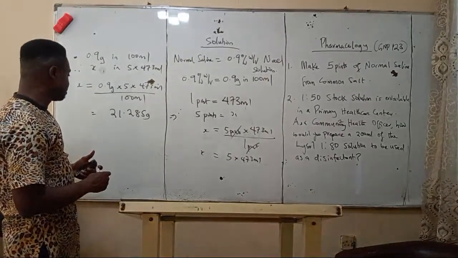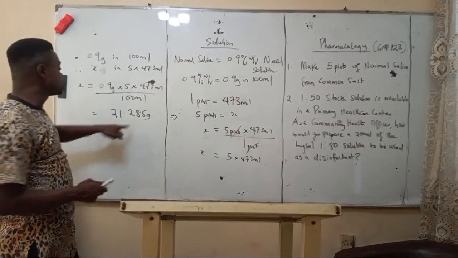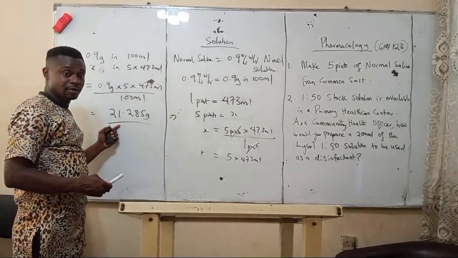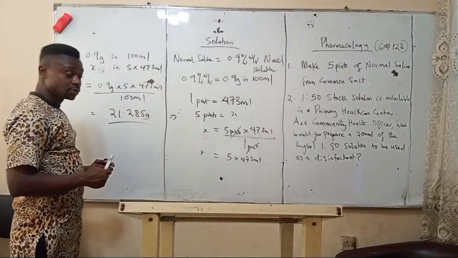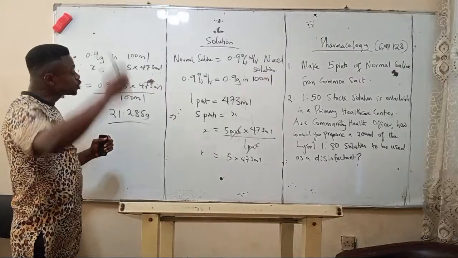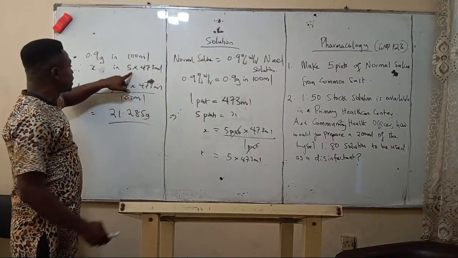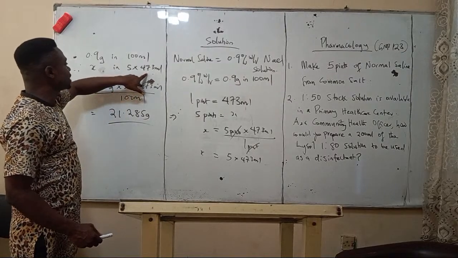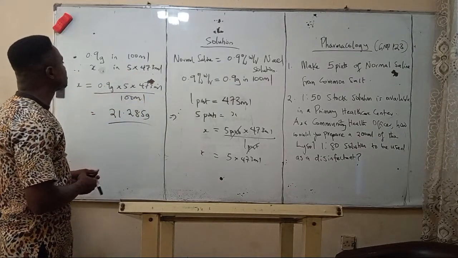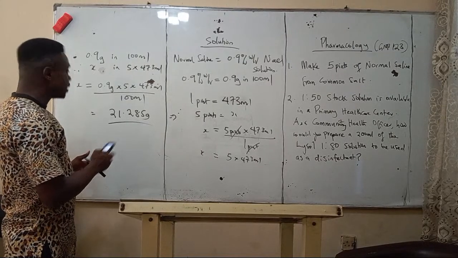21.285 what? Gram. So if you weigh 21.285 gram of sodium, of common salt, dissolve it in a small amount of water and make it up. And make it up to what? This is 5 times 473, which is around 5 times 473 is 2365.